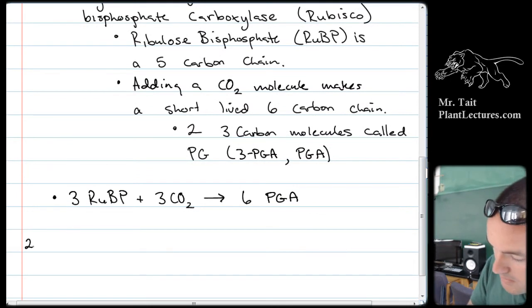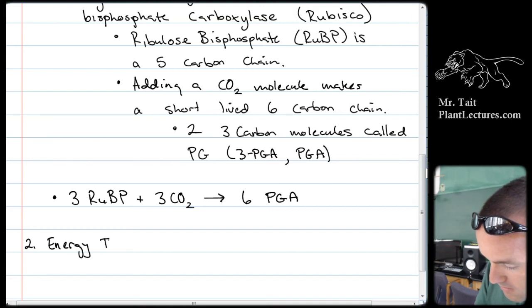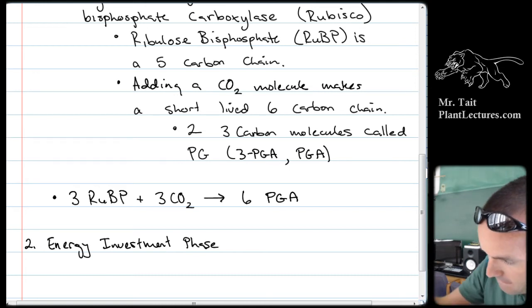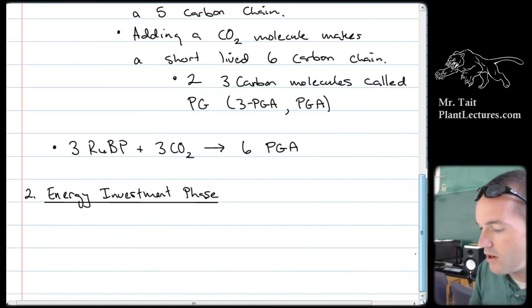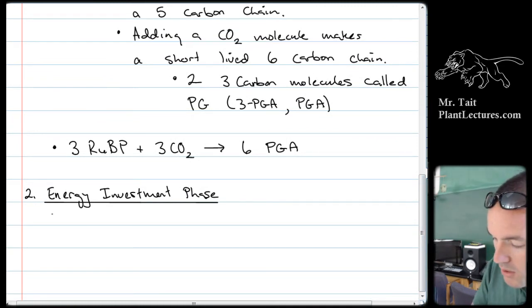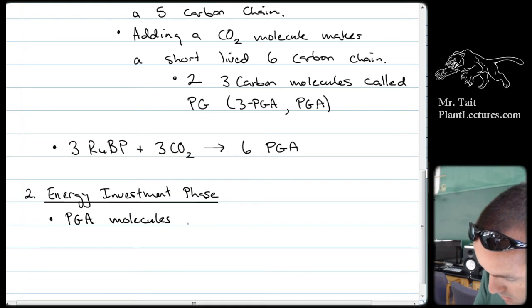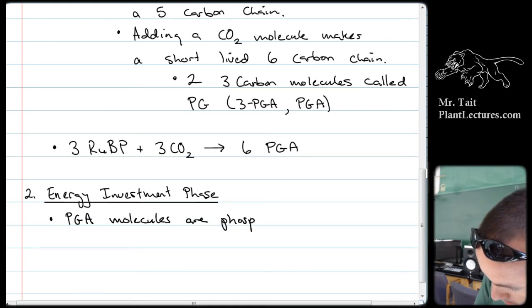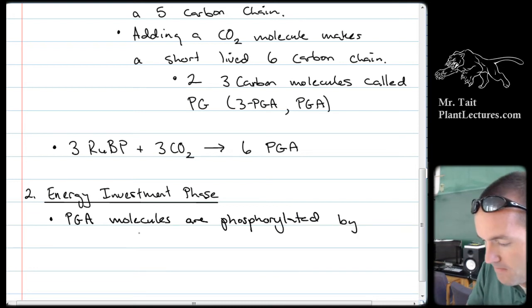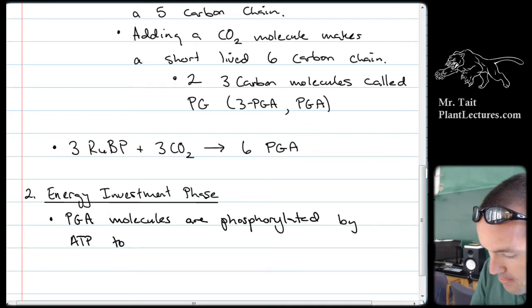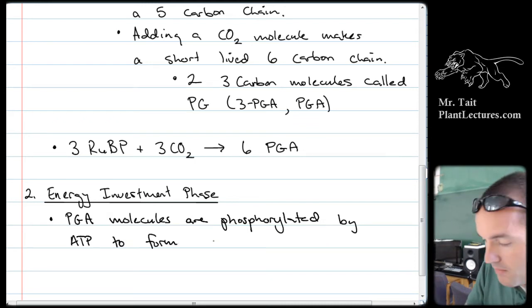Step 2. This is our energy investment phase. In the energy investment phase, we are going to take those 6 PGAs and we are going to first phosphorylate them. So we can say that PGA molecules are phosphorylated by ATP to form a molecule called BPG.